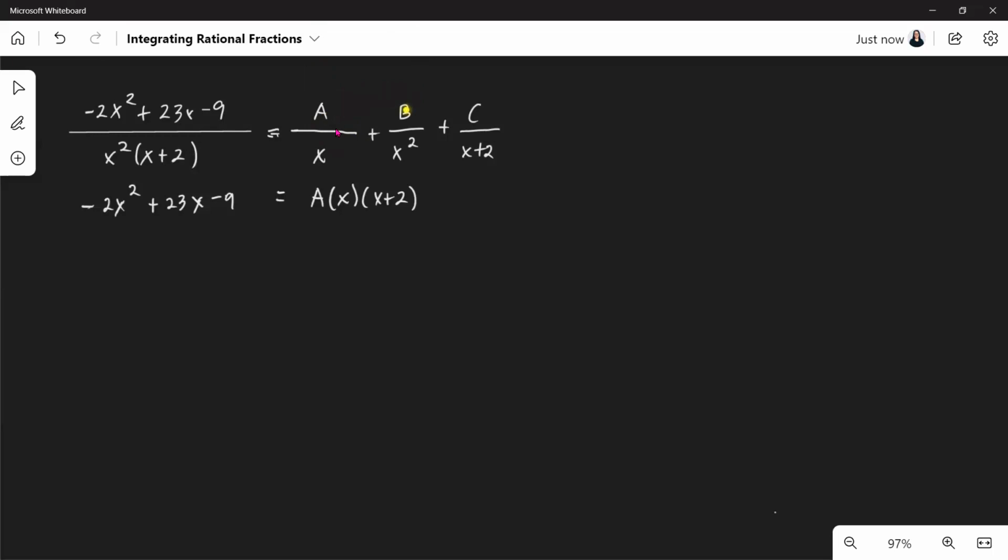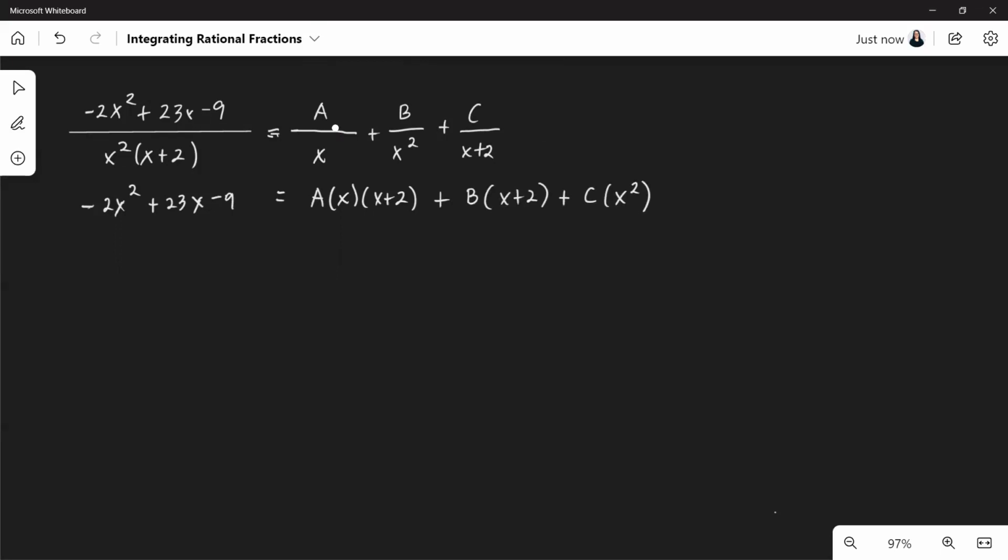And then for b, multiplying it with x squared and x plus 2, what remains is x plus 2. And for c, if we multiply it with x squared and x plus 2, what remains is x squared, because it's already an x plus 2, so cancel out the x plus 2. So for the second term, it's going to be x plus 2, and for the third term, it's x squared.